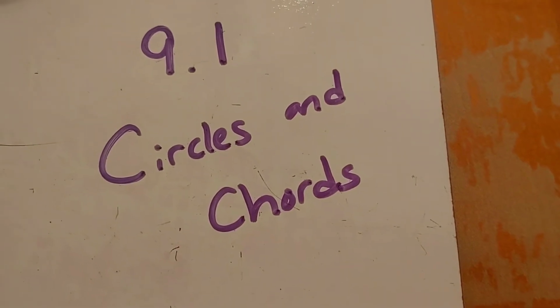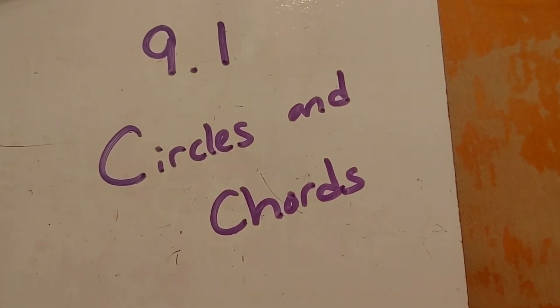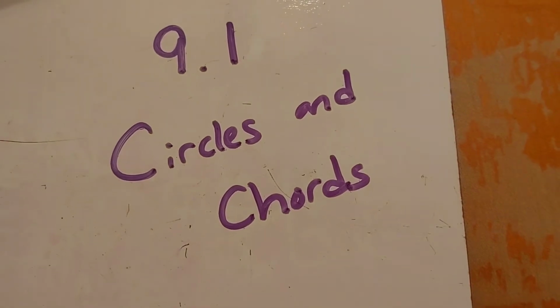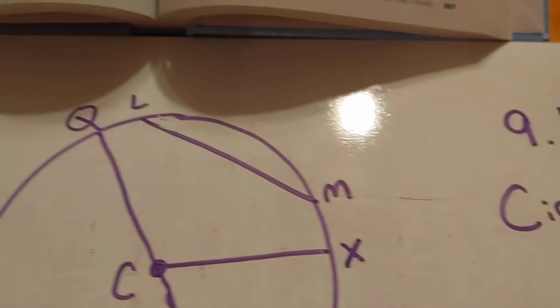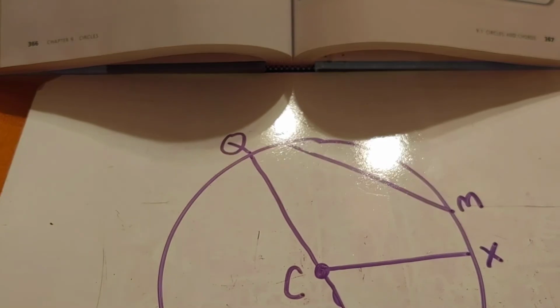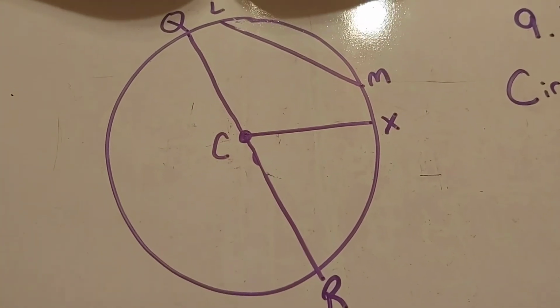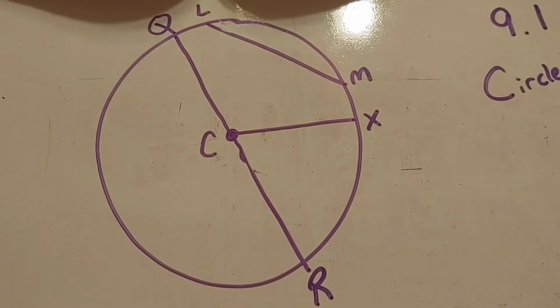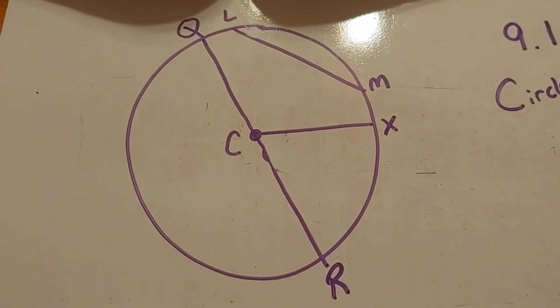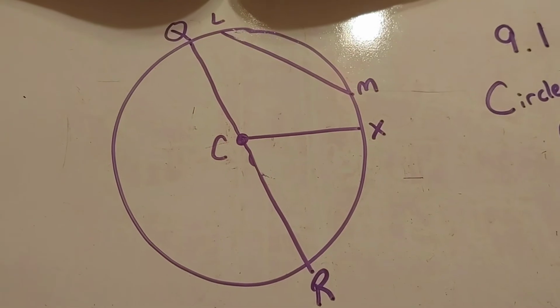Hi Geometry, it is time to do our lesson on 9.1 circles and chords. If you are following along in the book, we are on page 366 and I've drawn this picture of this circle and this represents figure 9.1. So let's just take a quick look at some of the pieces in figure 9.1.